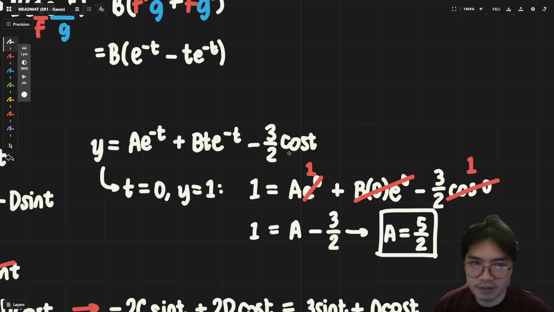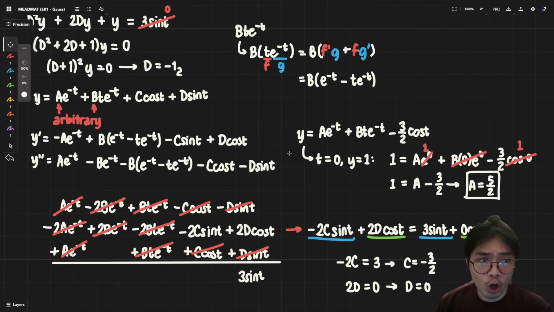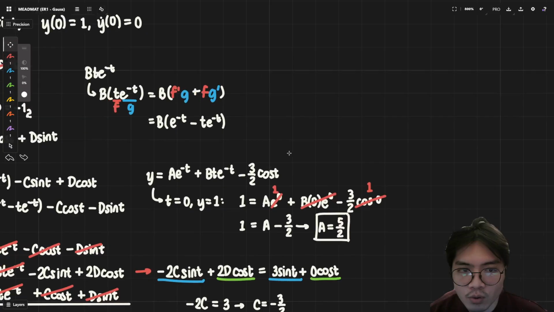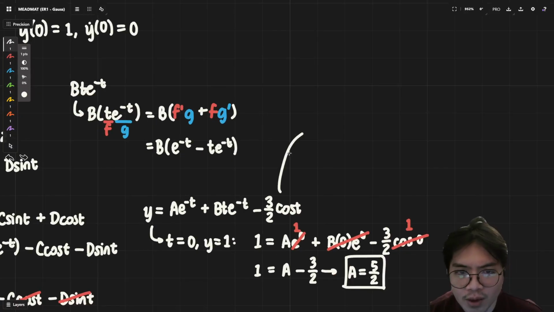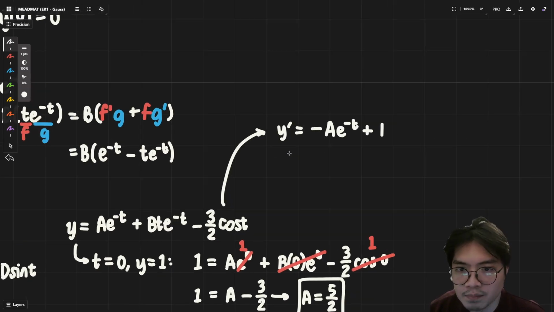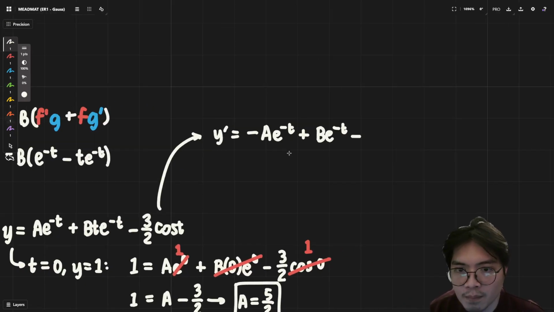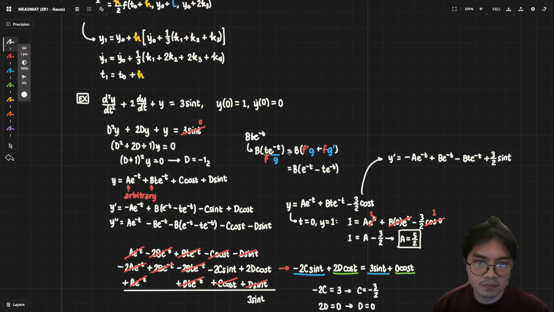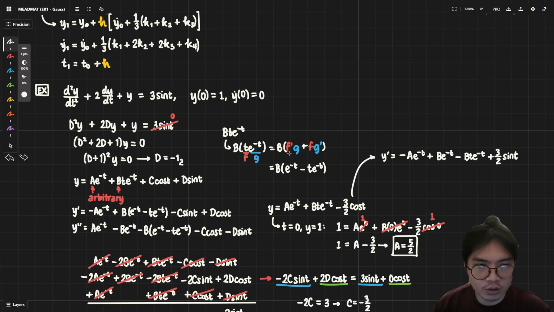Very interesting. And so now we will go here and we will just take that as our y prime. Honestly, I can just write down my y prime in here. No big deal. y prime is going to be negative a e raised to negative t plus b e raised to negative t minus bt e raised to negative t minus, or rather, this is now plus 3/2 sine t. Is that right? Yes, that's right. I'm just looking here so you guys know.